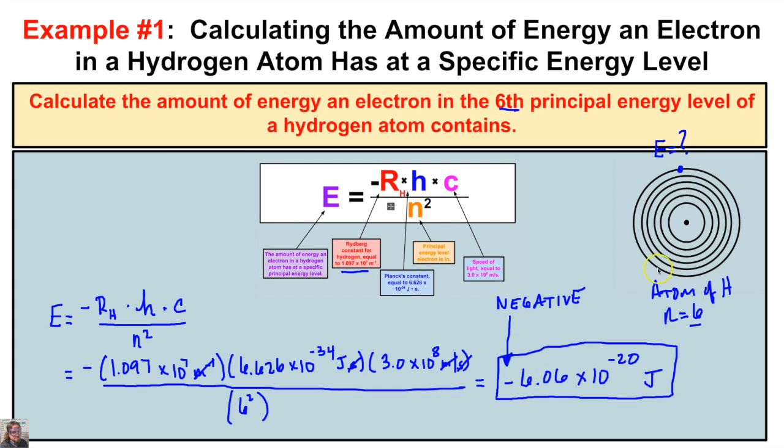So now that we know how to calculate the amount of energy that this electron has in a given or specific principal energy level, we are now going to learn how to figure out the amount of energy that this electron will release if it goes from the sixth principal energy level to the first principal energy level, for example. So let's learn how to calculate that next.